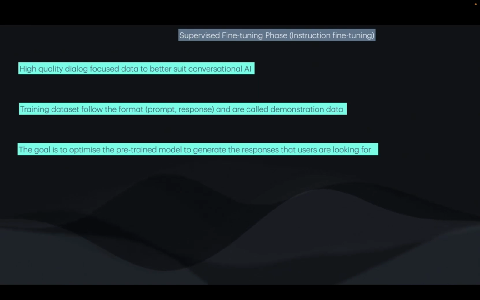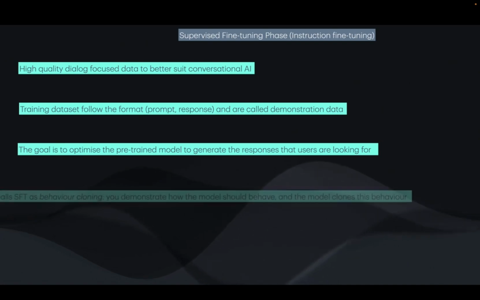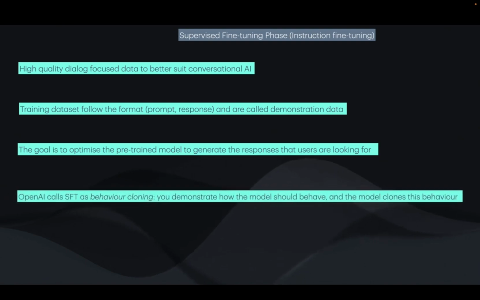So if a user asks a question to this model, then the model will understand the context of the question, and it will give a better result compared with the first pre-training phase, right? So the goal is to optimize the pre-trained model to generate responses that users are looking for, right? OpenAI calls this SFT behavior cloning.